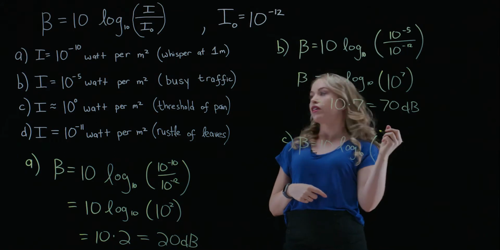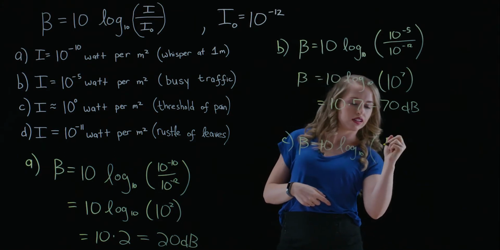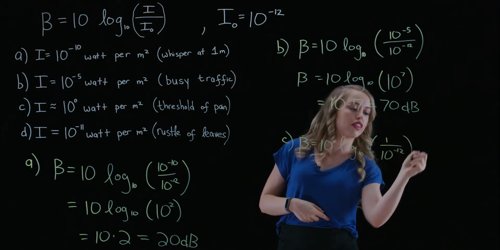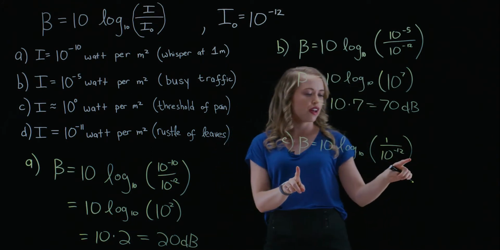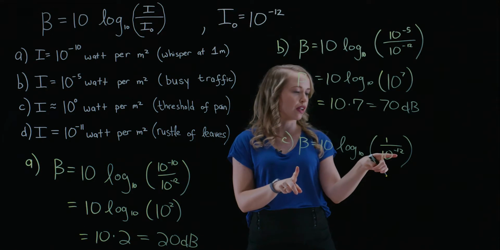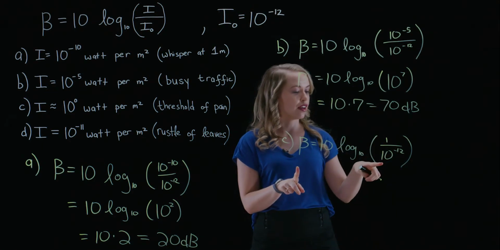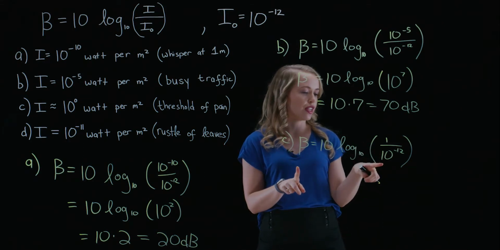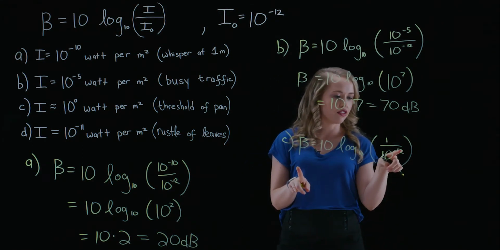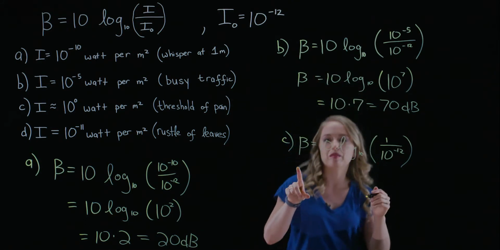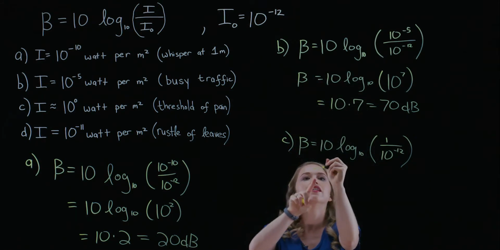10 to the 0 is simply 1 divided by 10 to the negative 12. Now in this case, I can simplify this anytime I have a negative exponent. If it's in the numerator, I can flip it to the denominator and make the negative exponent positive, or vice versa. So here this negative 12 exponent in the denominator can flip into the numerator and become a positive exponent.